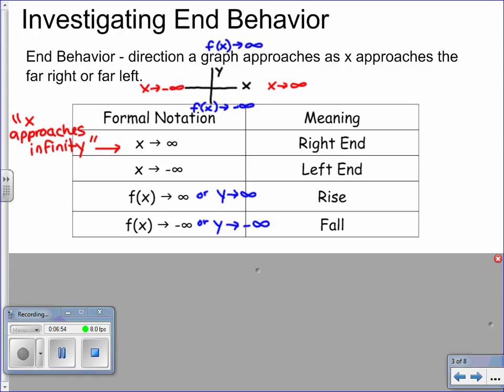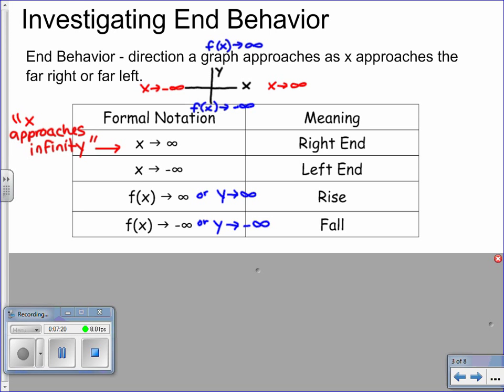Now, most of the time, you'll hear me use the phrases rise and fall, because I think those immediately are going to give us a picture about what's happening with our graph on the ends. Okay, but like I said, when we do the homework, I'd like for you to practice also the notation of infinity and negative infinity.